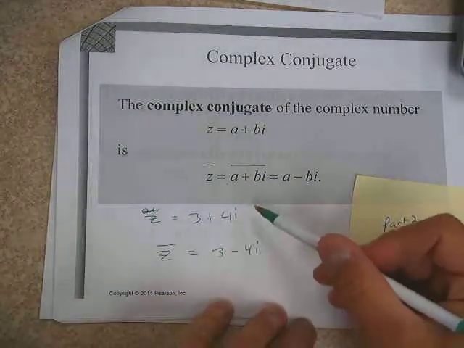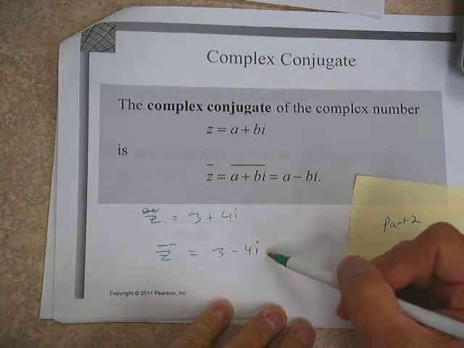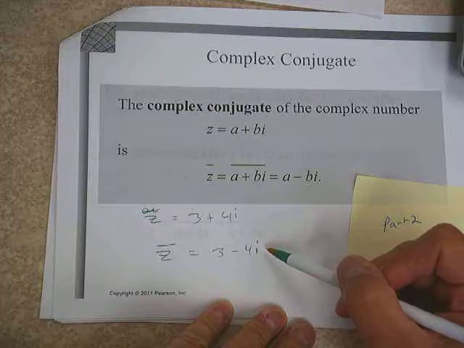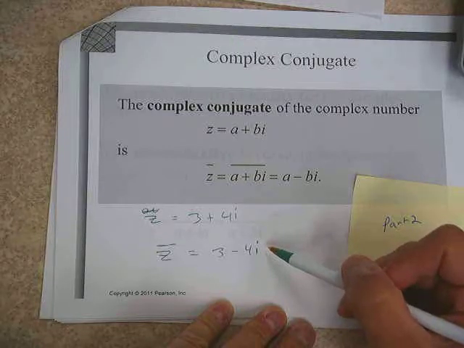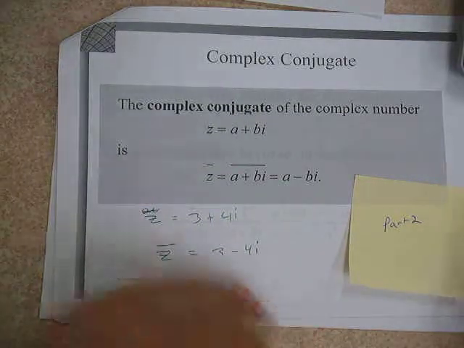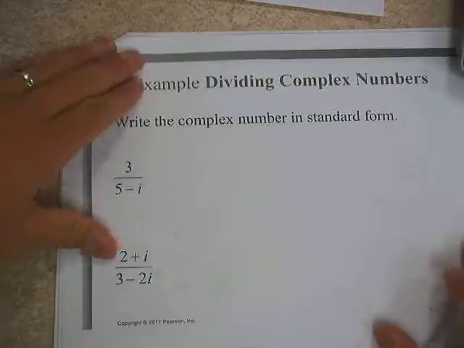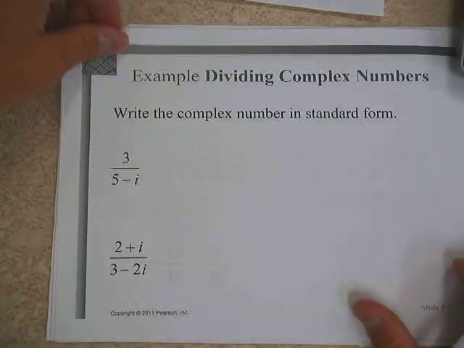As long as it's in that a plus bi form, and if it's not, I'd put it in the a plus bi form first, then from there it's just a matter of changing the sign to the opposite. If it's minus, it becomes plus. If it's plus, it becomes minus. So that would be your complex conjugate. Now, the usefulness of that comes when we do a division.